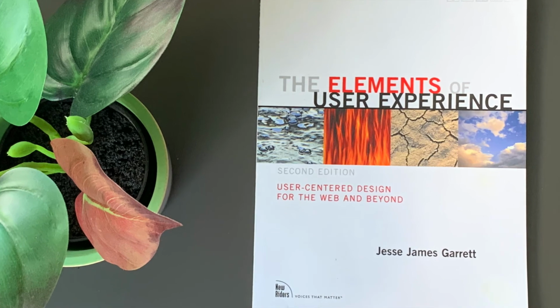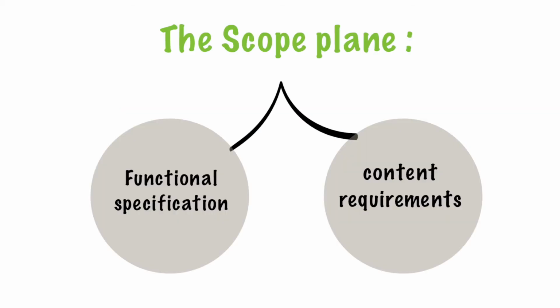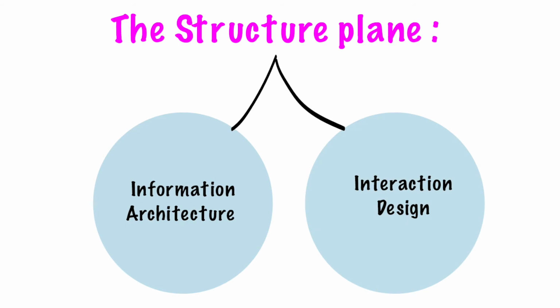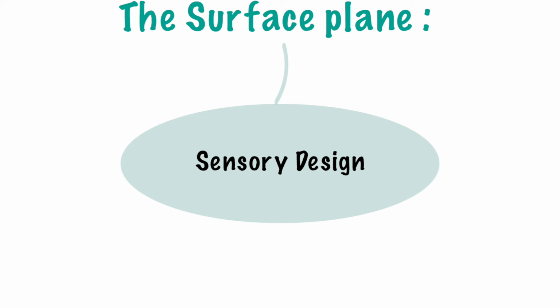This book covers main topics. First, the strategy plan, which includes product objectives and user needs. Second, the scope plan, which includes functional specifications and content requirements. Third, the structure plan, which includes interaction design and information architecture. Fourth, the skeleton plan, which includes interface design, navigation design and information design. Fifth, the surface plan, which includes sensory design.